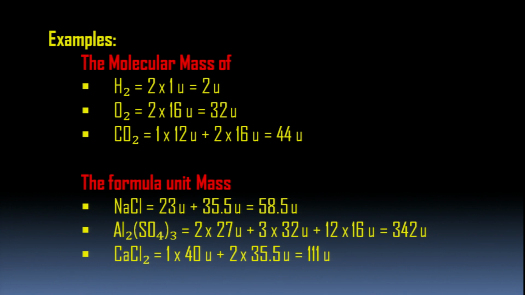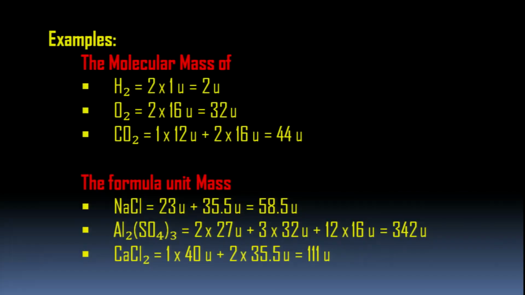All of you use your notebooks and pens. I am repeatedly telling you children so that you can solve it yourself also. Just see the examples on the screen and you start doing it on your notebook. O2. 2 into 16u is 32u. What about CO2? Carbon, atomic mass is 12u. You have 1 atom of carbon, so 1 into 12 plus.